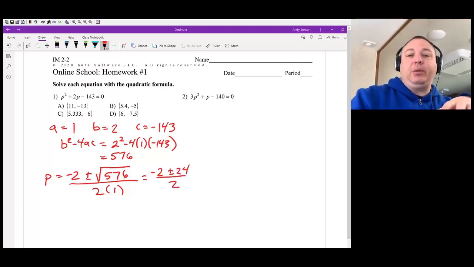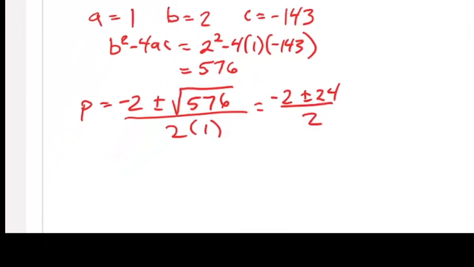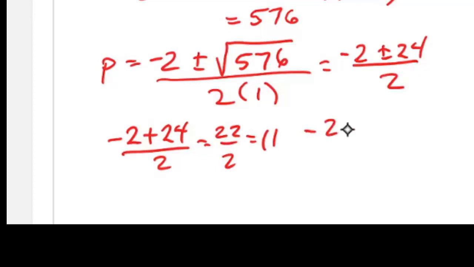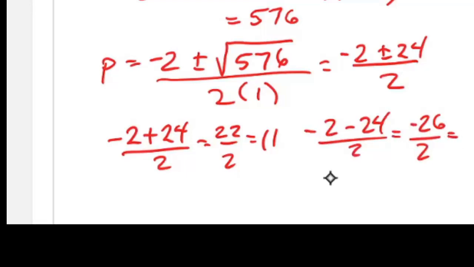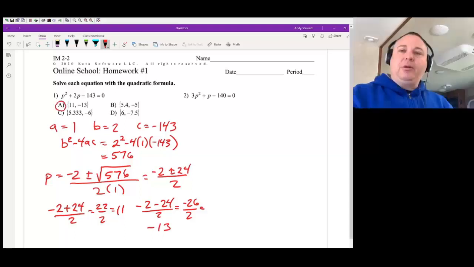Now this is like when we were completing the square. We're going to do it once with a plus and once with a minus. Negative 2 plus 24 over 2 will give us 22 over 2, or 11, and negative 2 minus 24 over 2, negative 26 over 2, or negative 13. So it looks like our answer is A. Why don't you pause the video, try number 2, come back and we'll do number 3.